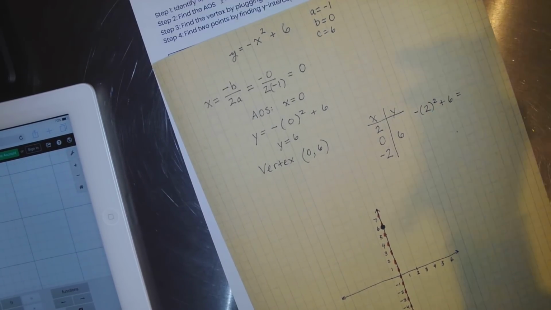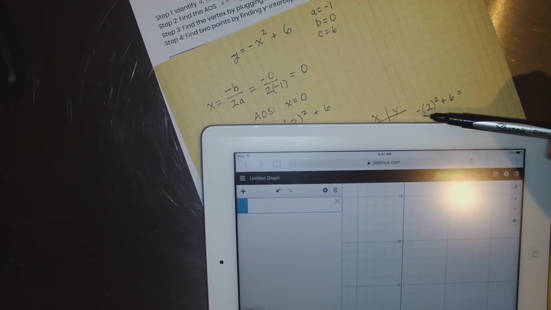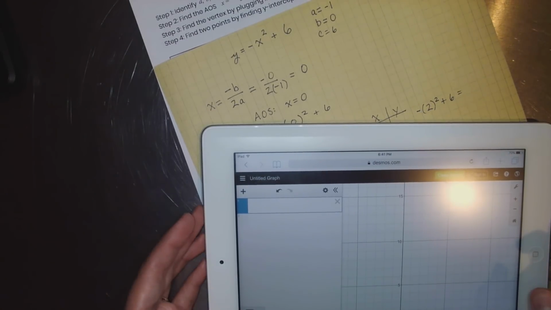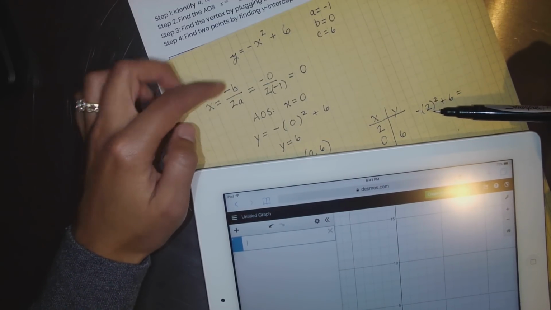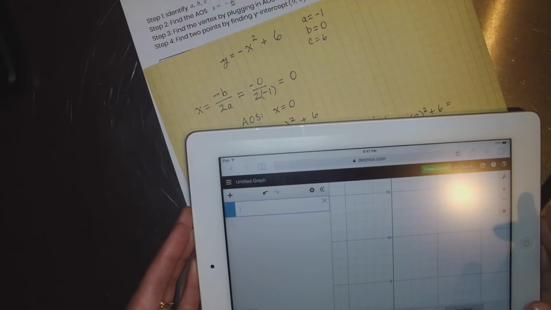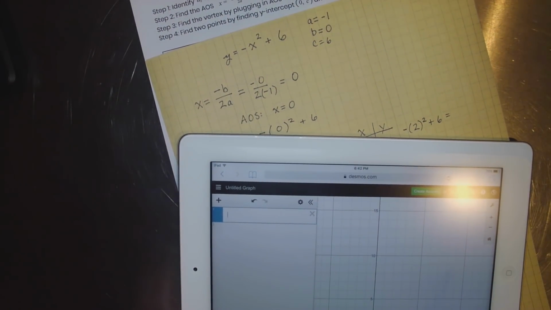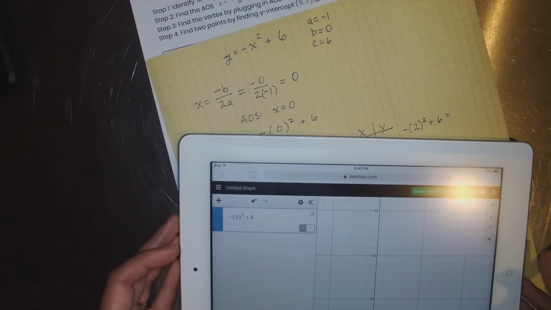Again, we can use Desmos to help us calculate this. Notice the negative sign is on the outside of our parentheses, right? 2 isn't negative that we're putting in for x, but it's negative on the outside of x. So that should look the same as how you type it into Desmos. So I have negative, and I'm plugging in 2 squared plus 6. Okay, and that comes out to be 2.